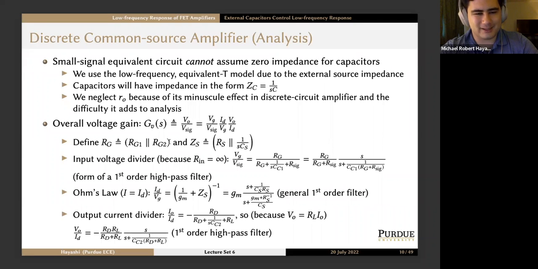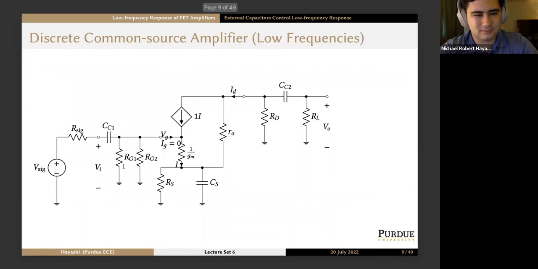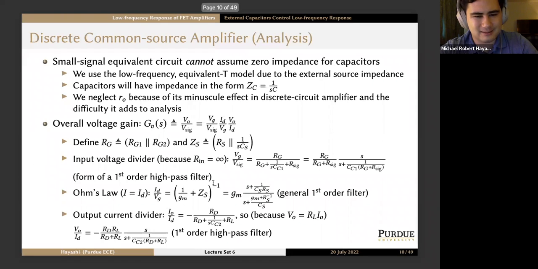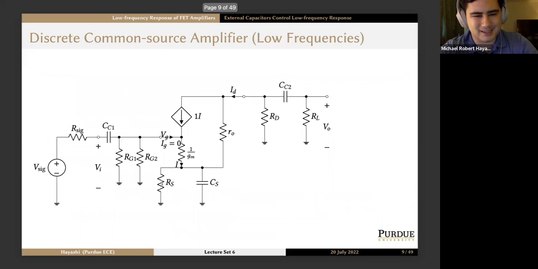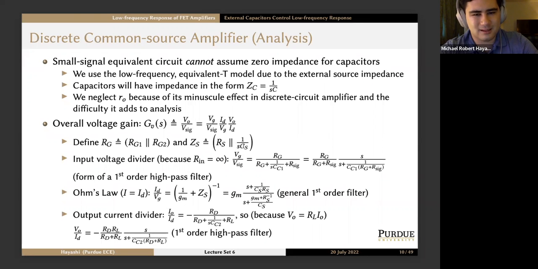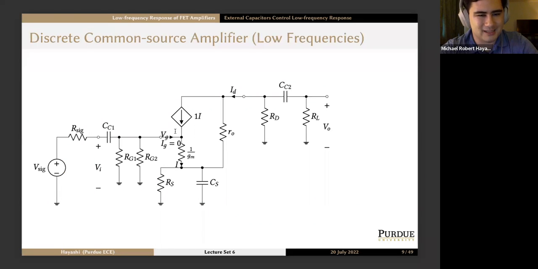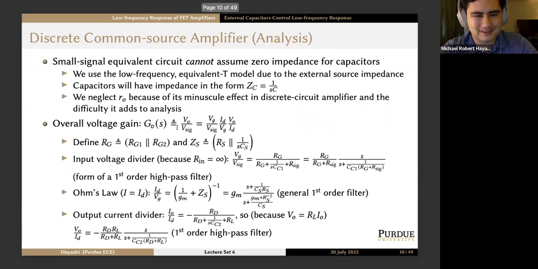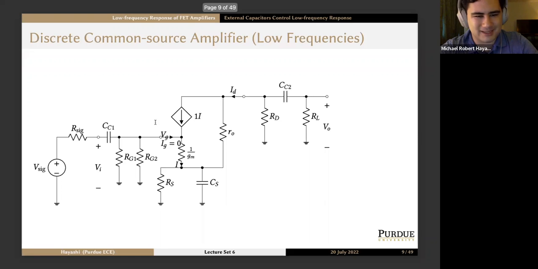And to keep things somewhat tidy, we'll define RG as RG1 in parallel with RG2. Right? These are obviously resistors in parallel. And we'll say RS is in parallel with 1 over SC sub S, because these impedances are obviously in parallel with each other as well. So we have an input voltage divider because the input resistance looking into the gate of the transistor is infinite. So we can just basically detach what happens here and just get the output voltage VG across these resistors.